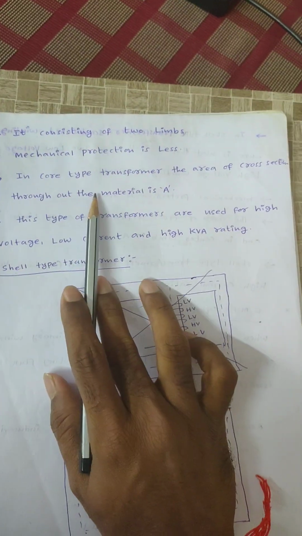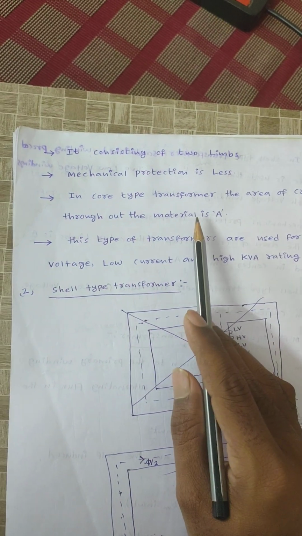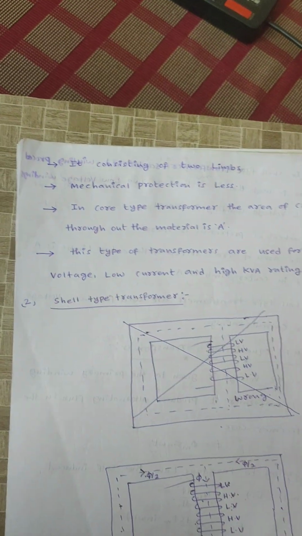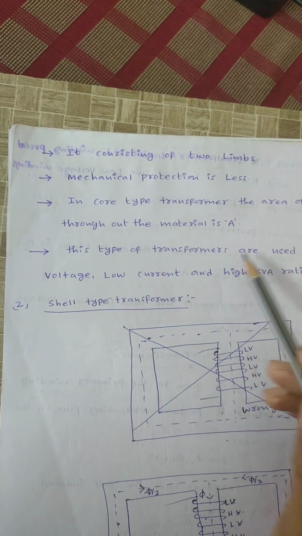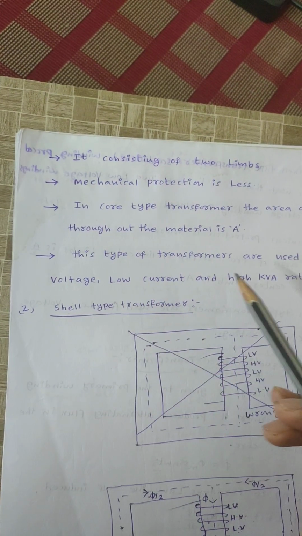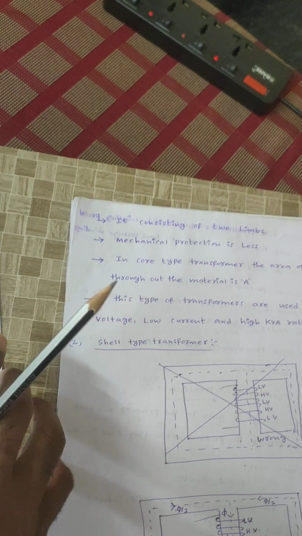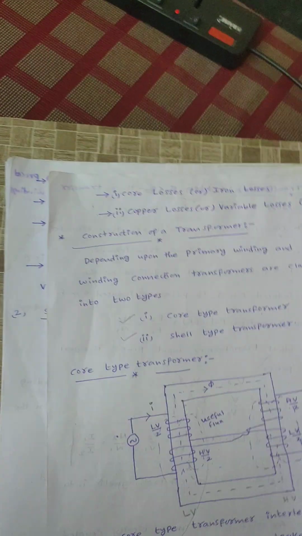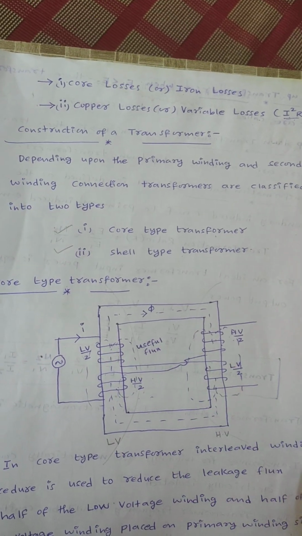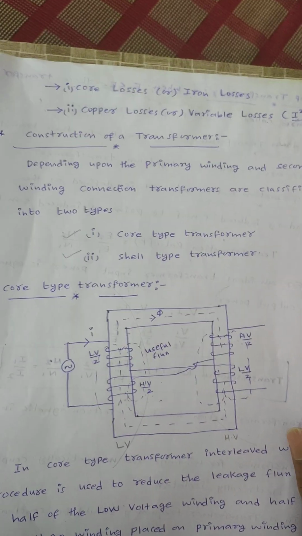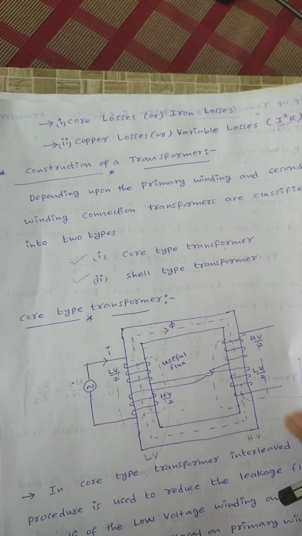In case of core type transformer, the area of cross section throughout the material is A. Why? Because throughout the length the flux is constant. This type of transformer is used for high voltage, low current and high kVA applications. Why is it used for high voltage applications? Based upon the insulation cost, in case of core type transformer, the cost of insulation is less. I will explain this point in case of shell type transformer.